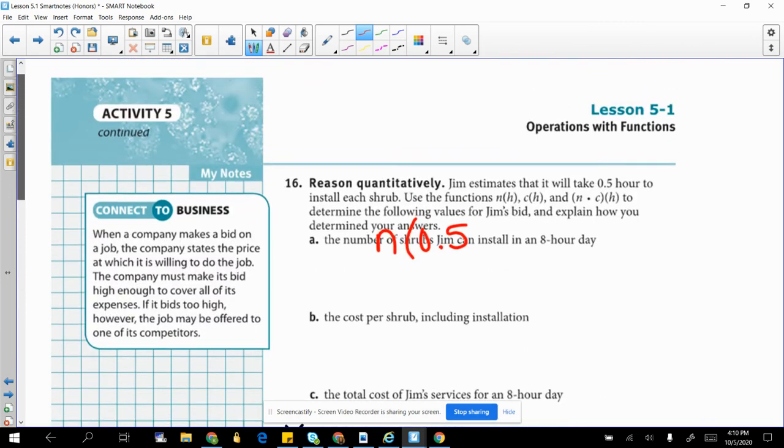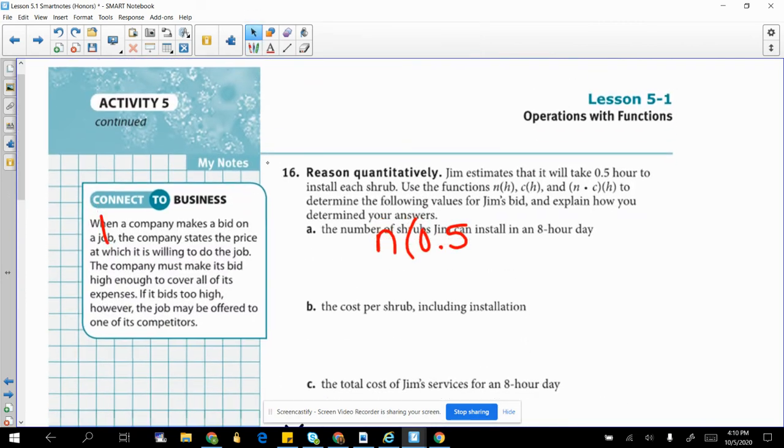Whoops. Whoa, sorry about that. Let's go ahead and move this.